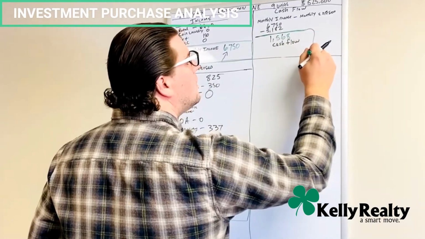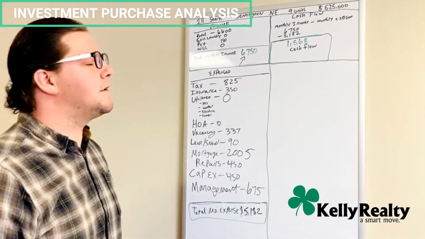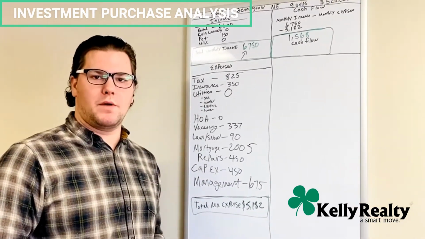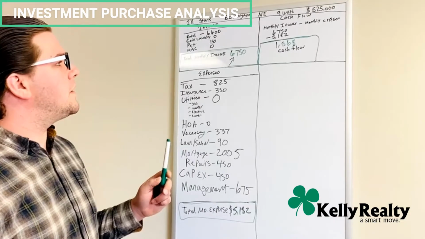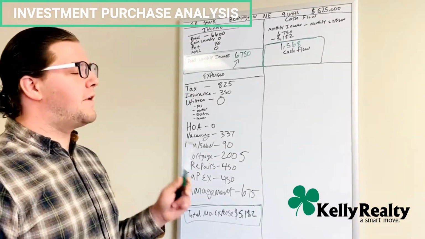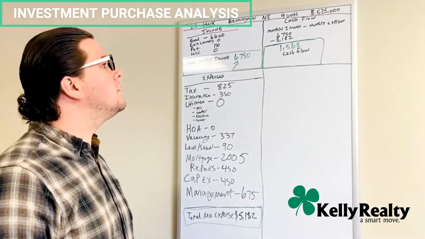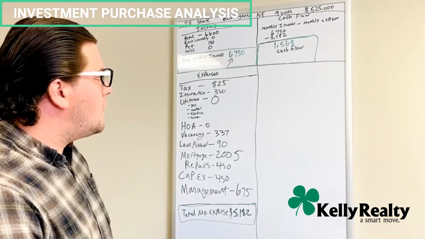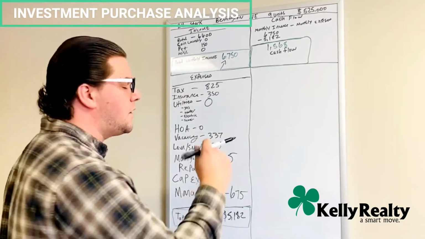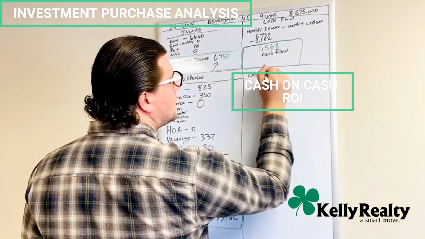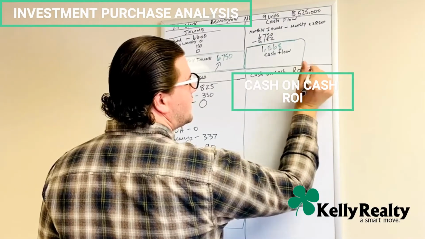Now, the next question would be, is $1,568 a month in cash flow a good number? The only way to figure that out is to take your yearly cash flow and divide it by your capital, your total capital investment. So in order to do that, we would do a calculation. It's called cash on cash return on investment.